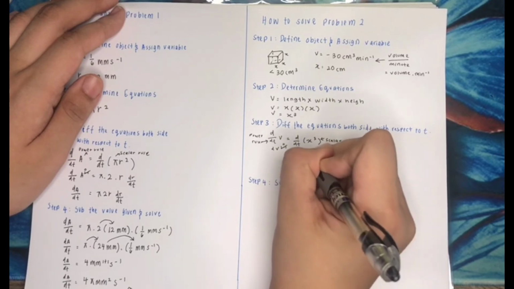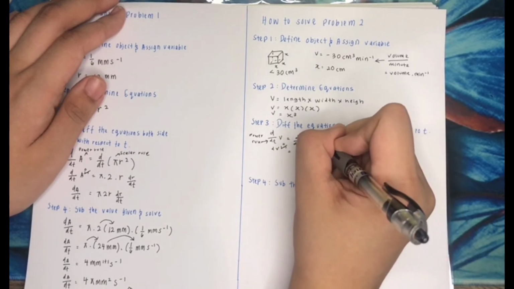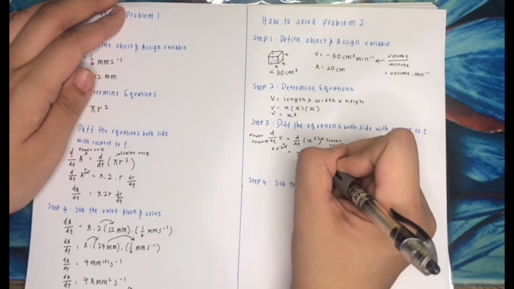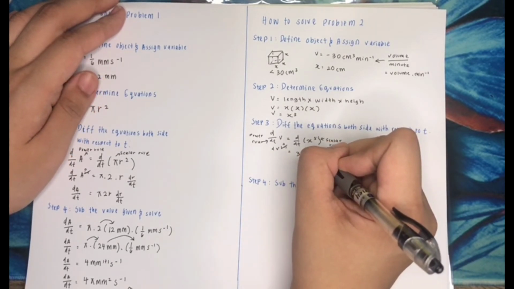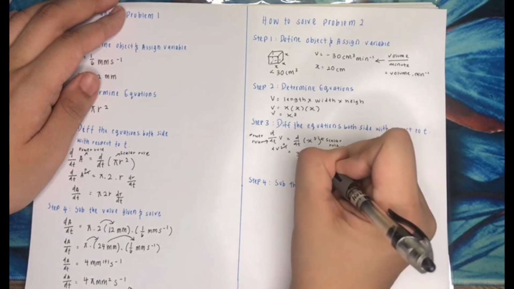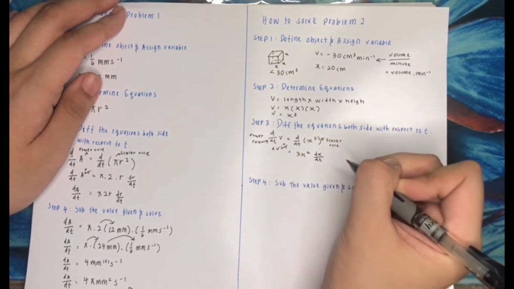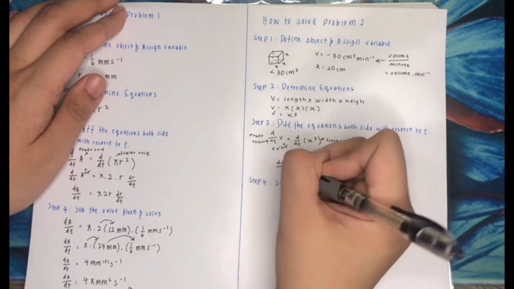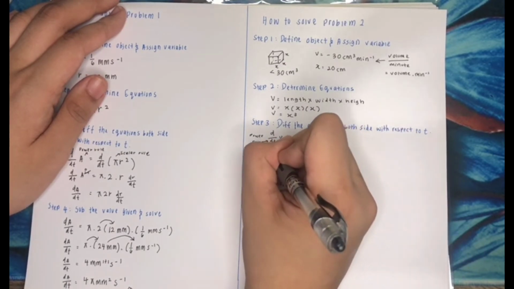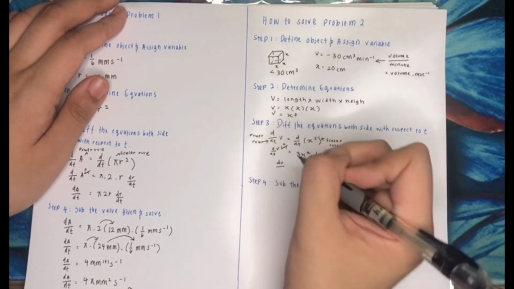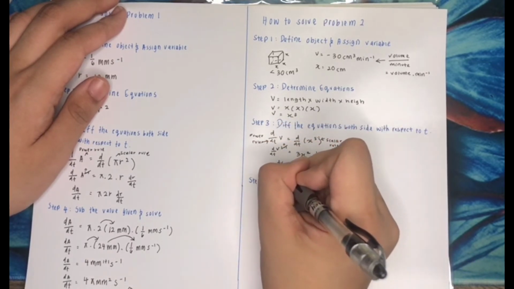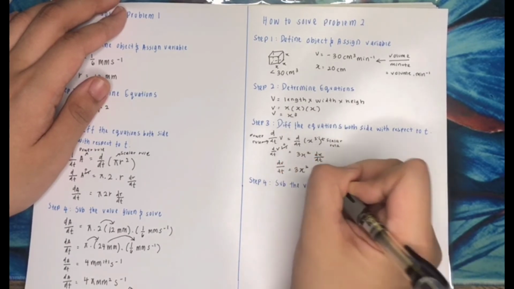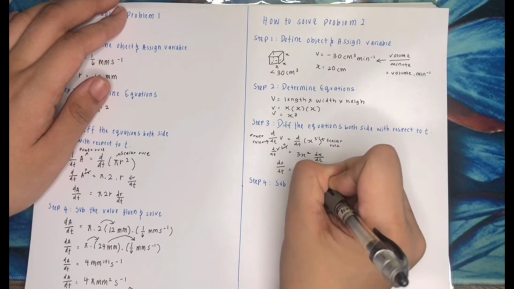It is equal to x to the power of 3: bring the 3 in front, and 3 minus 1 is 2. So the answer is 3x to the power of 2 dx/dt. So dV/dt equals 3x squared dx/dt.